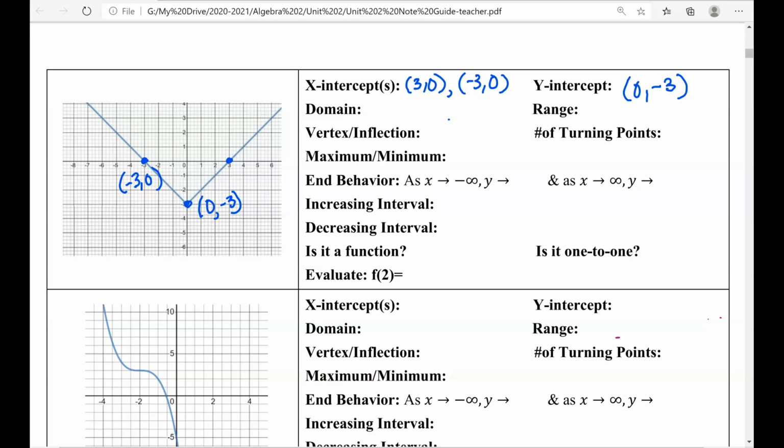The domain is talking about all values of x, okay? So it's going to go this way because remember there's an arrow here. It's going to go left forever and it's going to go right indefinitely. So this domain is all reals.